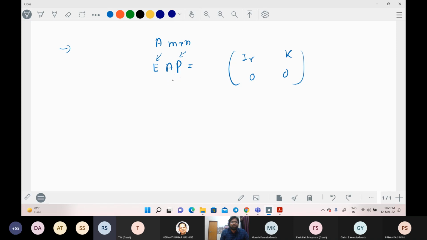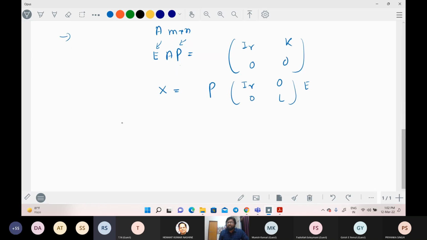Once you have this E and P, your generalized inverse will be given by X equal to P times [[I_r, 0],[0, L]] times E. You can check here also that this will satisfy AXA equal to A very easily, because E is M cross M, and E and P both are non-singular matrices.